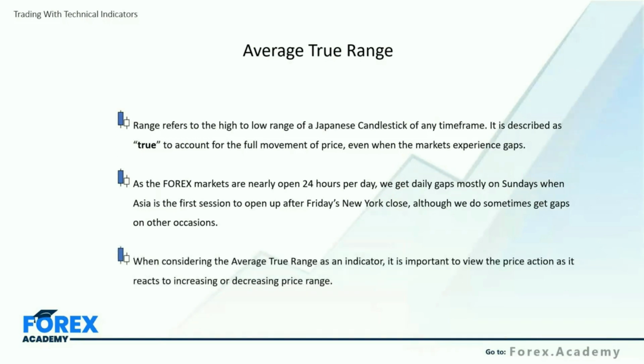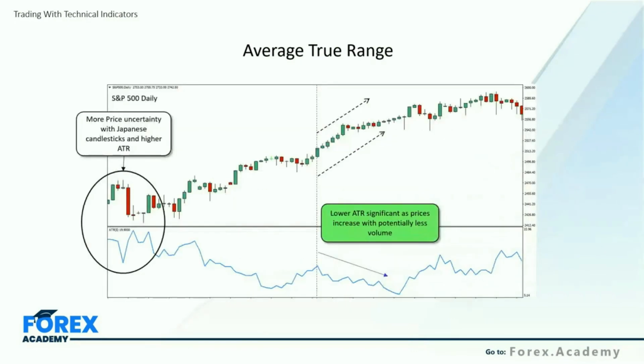When considering the average true range as an indicator, it is important to view the price action as it reacts to increasing or decreasing price range. So here we have an example, and what is quite significant within these two points is that they actually contradict each other. We can see that technical indicators certainly do provide us with evidence, but they're not always significant in terms of their consistency.